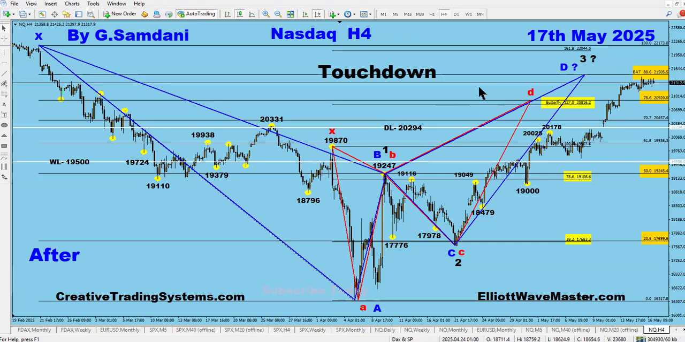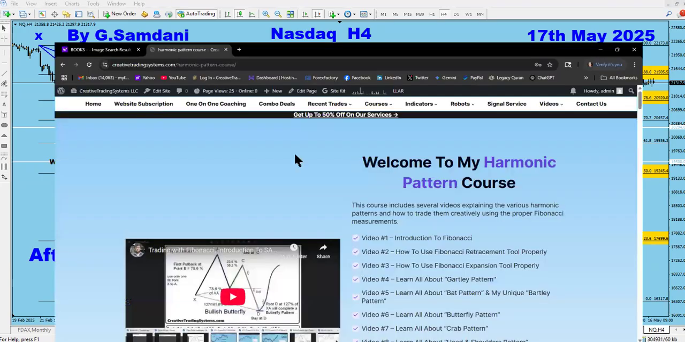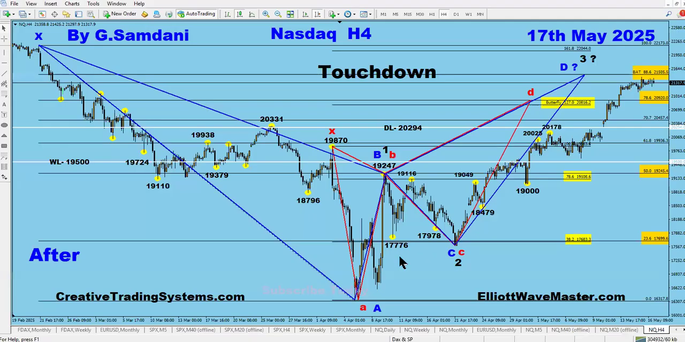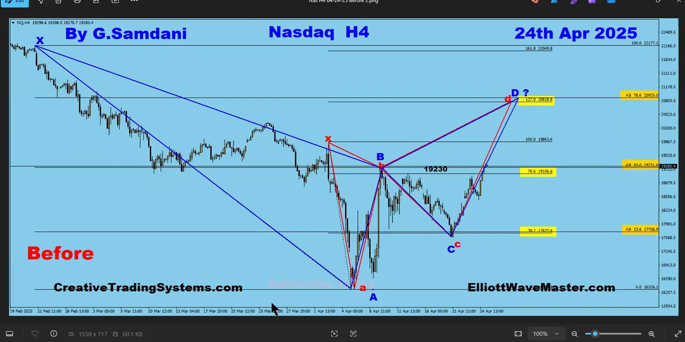If you learn all this, obviously these are not the only two patterns. There are different calculations and different patterns. So what I did is I created a whole course. For example, let me go here on my website. You see this is an Elliott wave course and the harmonic pattern course. In this course, all the patterns, how you pinpoint them before they even complete. For example, here you can see that I made this chart way before it was completed. It was here, bouncing from it.